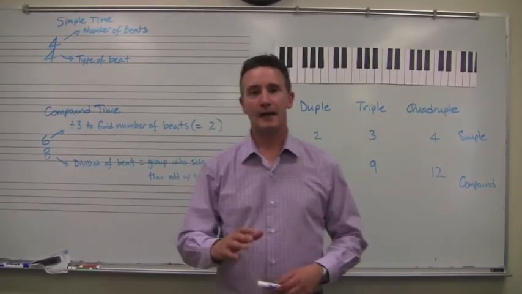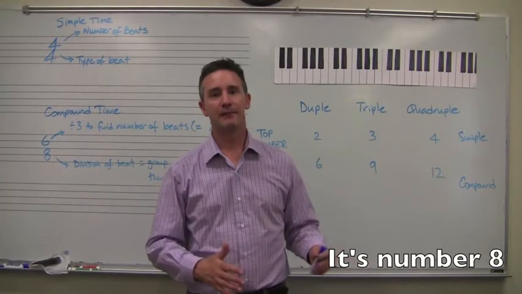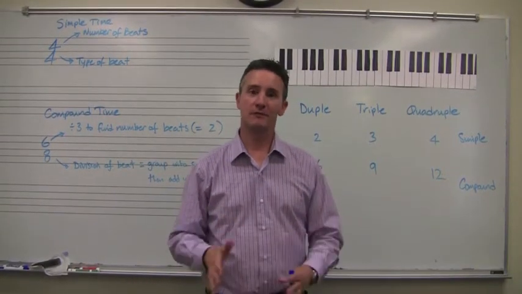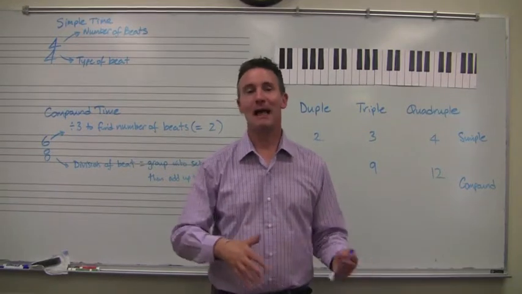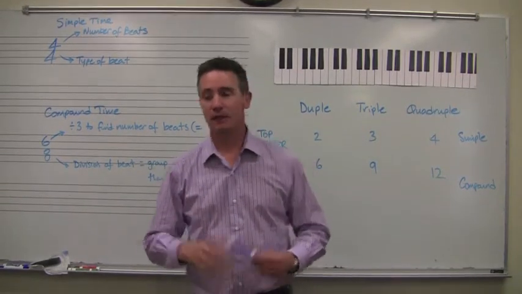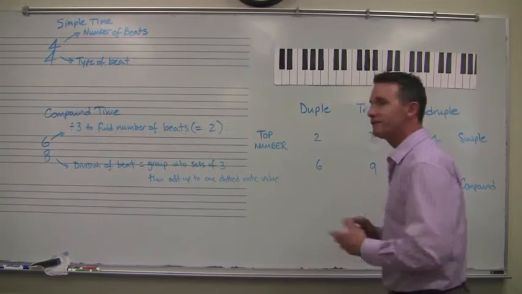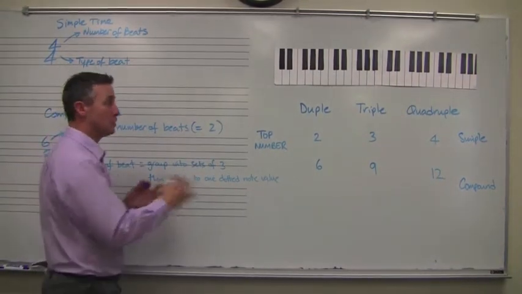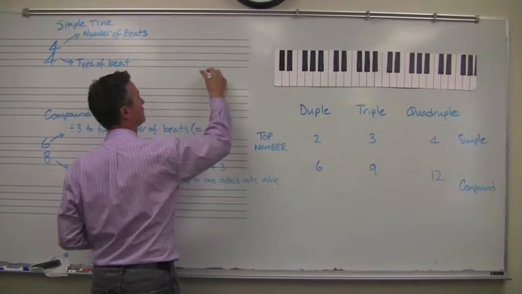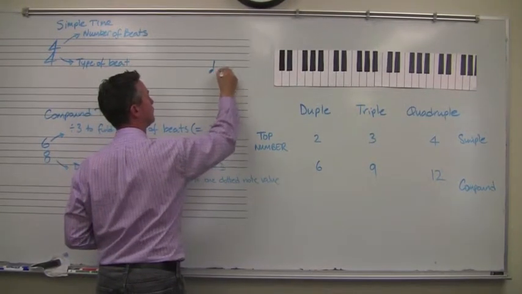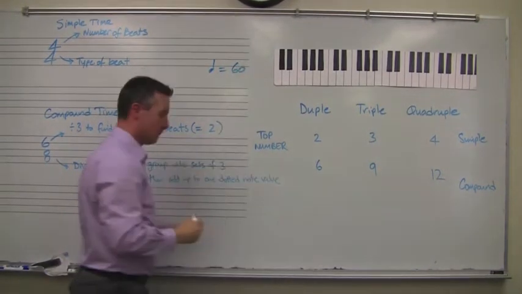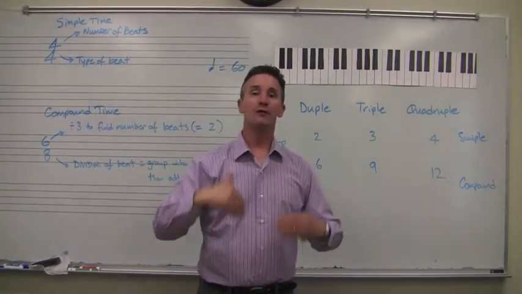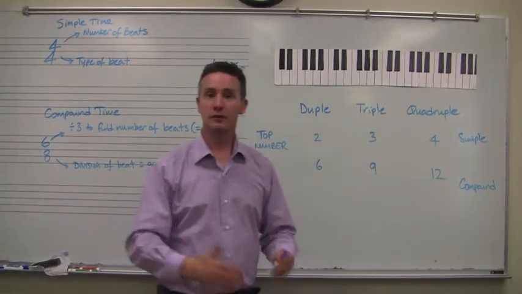This video, which is the last video in the series on time, I'm going to compare for you the two different types of time, simple time and compound time. Remember that in the case of simple time, we represent the beat with a note value. So we might say a quarter note equals 60, by which we would mean there is a beat, a pulse of 60 quarter notes a minute.